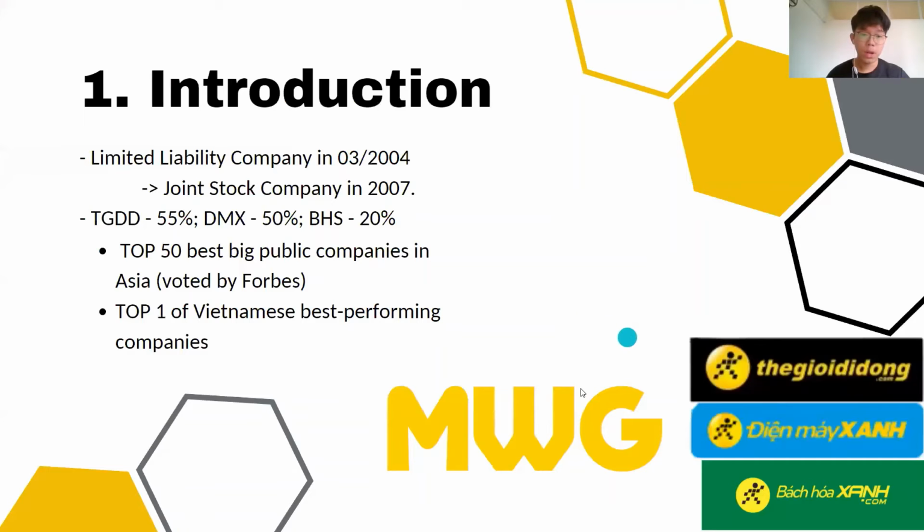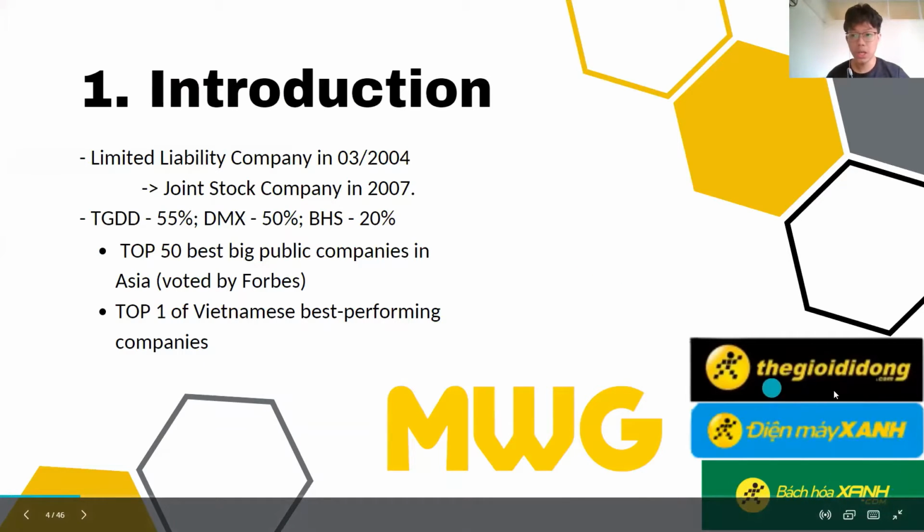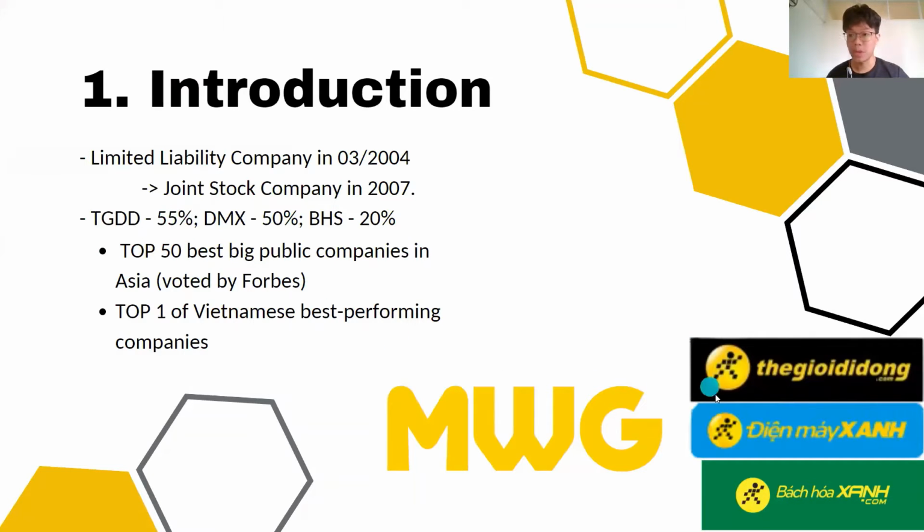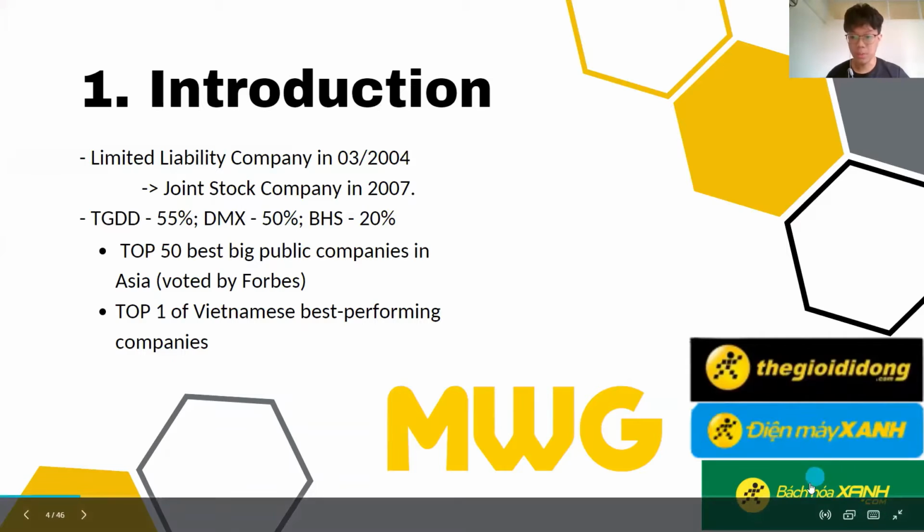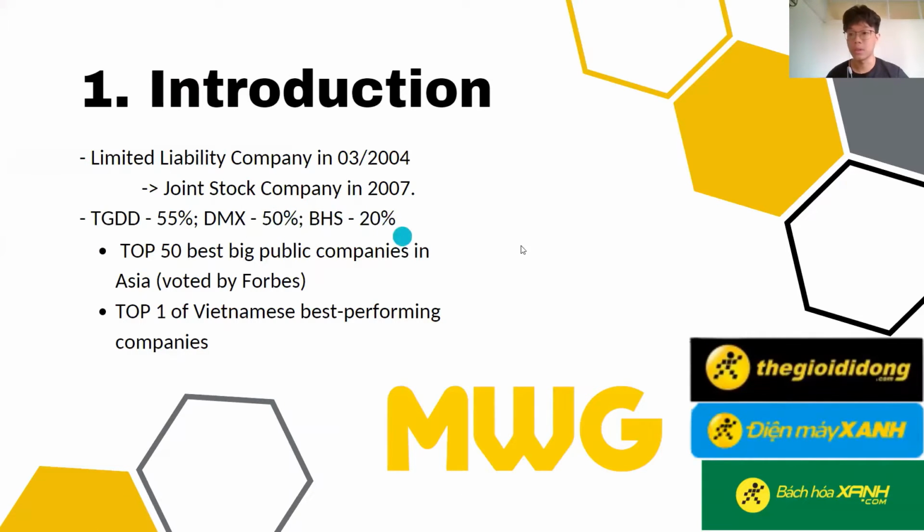So, MWG started as a limited liability company, but changed into a joint stock company in 2007. Their three biggest chains are Thế Giới Di Động, Điện Máy Xanh, and Bách Hóa Xanh, in which Thế Giới Di Động is the biggest investment, accounting for up to 55% of the total market share. Điện Máy Xanh and Bách Hóa Xanh also account for a significant amount.